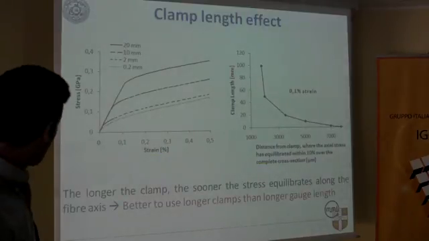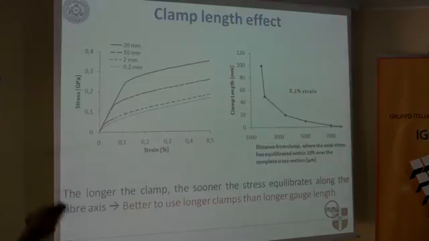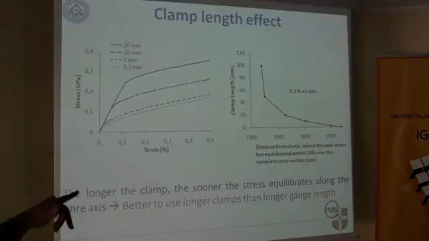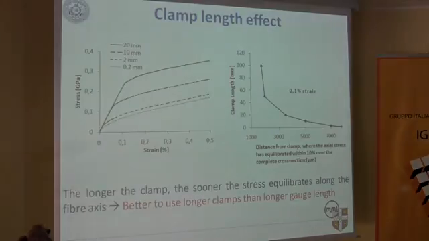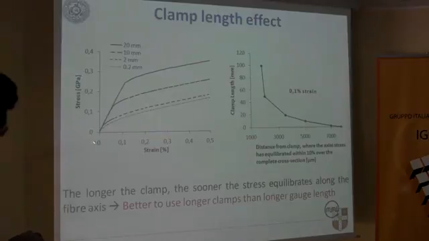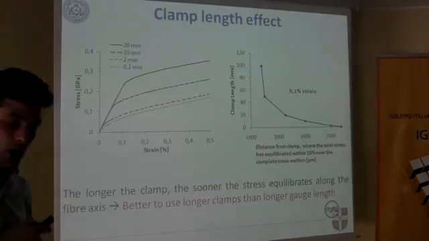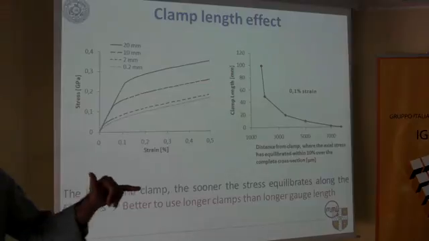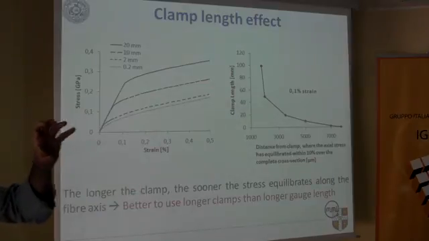Okay, we made a parametric study about increasing gauge length and clamp length. I will show here the clamp length effect, which is more important. So increasing the clamp length, so the length of the clamp of the machine, from 0.2 millimeter to 20 millimeter, I will obtain better performance over the strain.